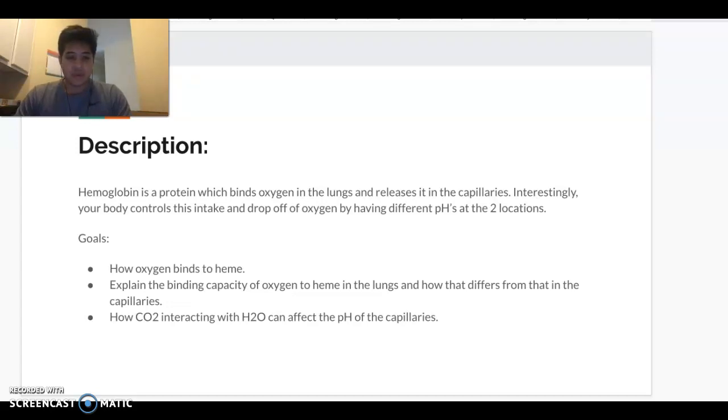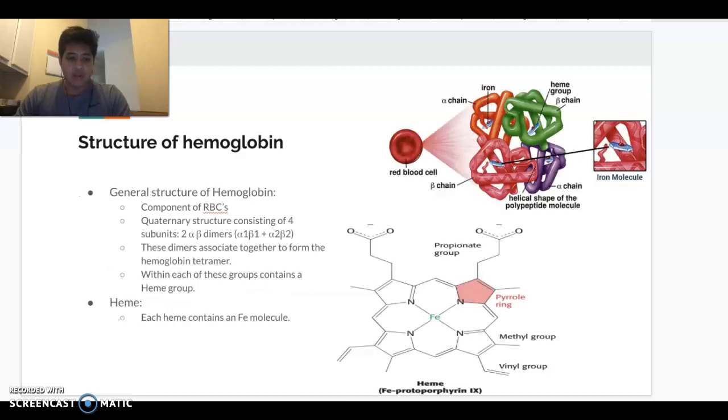So our goals for this week are threefold. First, we need to go over how oxygen binds to heme. Next, we need to explain the binding capacity of oxygen to heme in the lungs and how that differs from that in the capillaries. And finally, we need to talk about how CO2 interacting with H2O can affect the pH of the capillaries. So let's start with the structure of hemoglobin first.